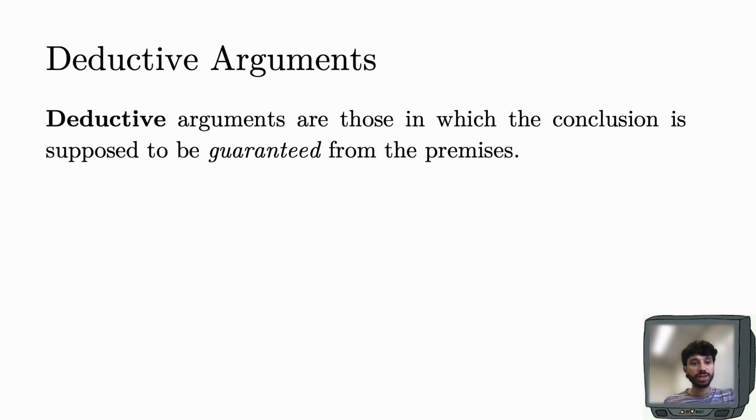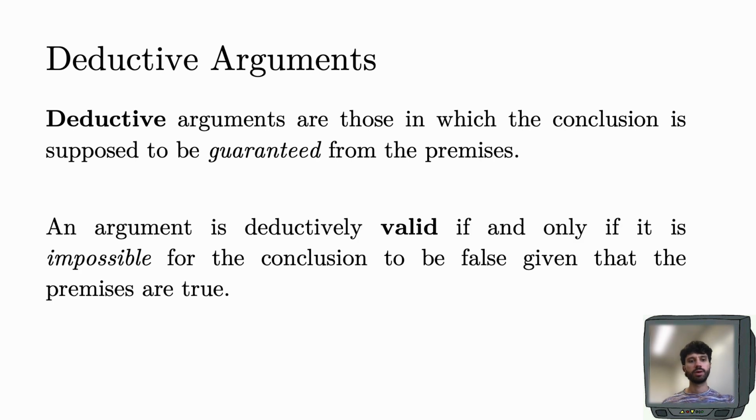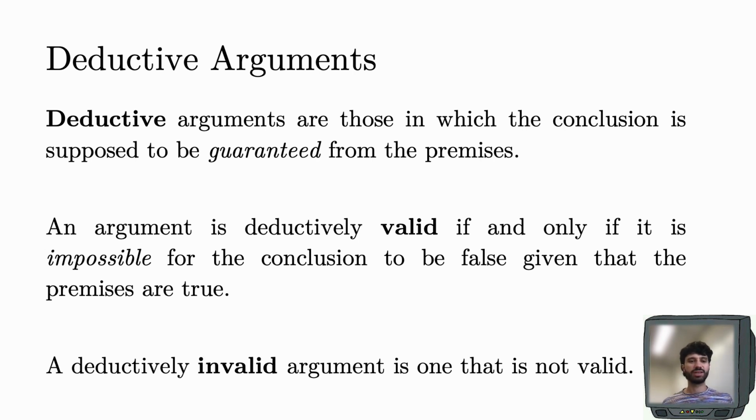Okay, a deductive argument is one in which the conclusion is supposed to be guaranteed from the premises, right? So this guaranteed is very strong. Let's look at what it means for a deductive argument to be intuitively good, or at least one notion of good. And this is called validity. An argument is deductively valid if and only if it's impossible for the conclusion to be false given that the premises are true. And we say that an argument is invalid if it's not valid.